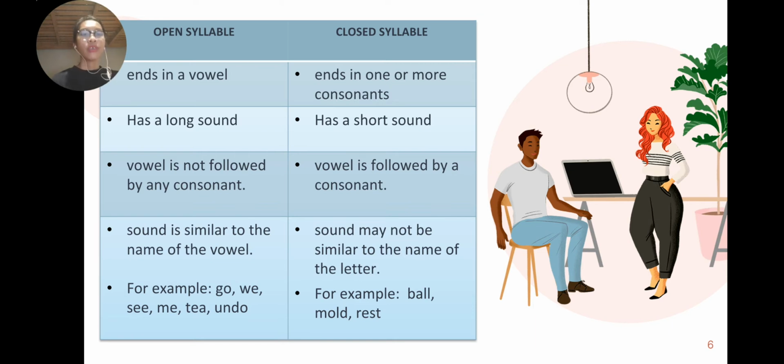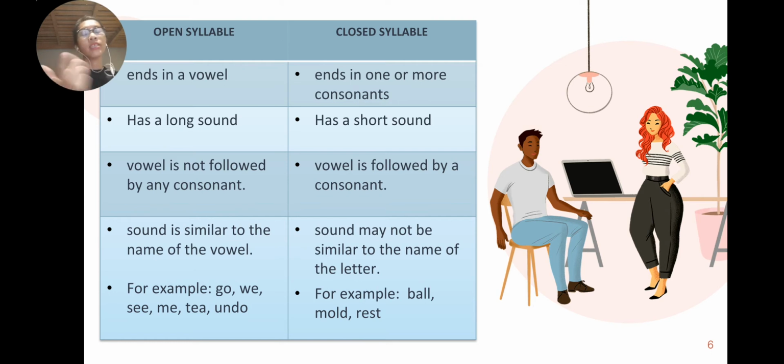Then we have the closed syllable: ball, mold, and rest. Ball ends in one or more consonants. We have L and L. It is a short vowel sound. The vowel is followed by a consonant, which is letter L. And the sound is not similar to the name of the vowel, which is letter A. So the sound of the letter A in the word ball is ball. Okay? So now let's proceed to the classifications of syllable.